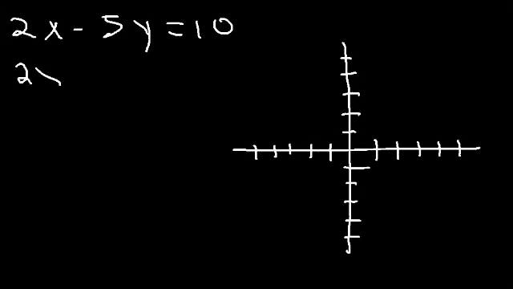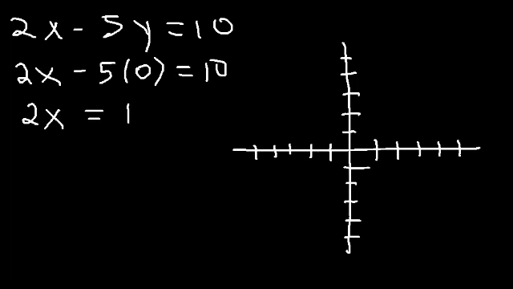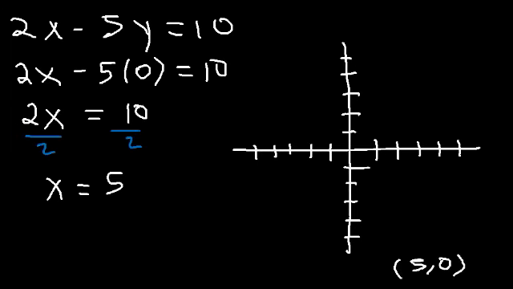To find the x-intercept, replace y with 0 and solve for x. 5 times 0 is 0, so that term disappears, and we have 2x is equal to 10. So if we divide both sides by 2, you can see that 10 over 2 is 5. Therefore, the x-intercept is 5, 0.